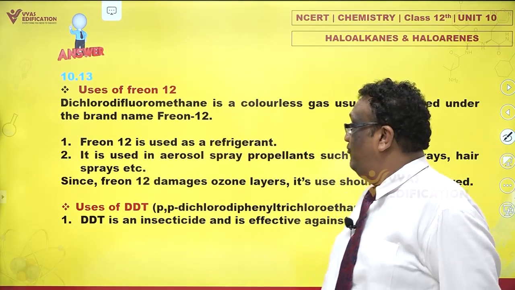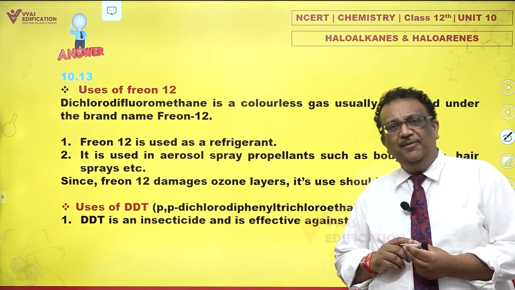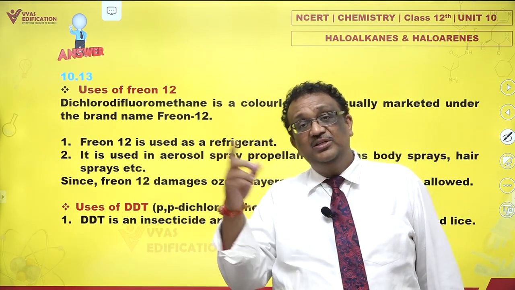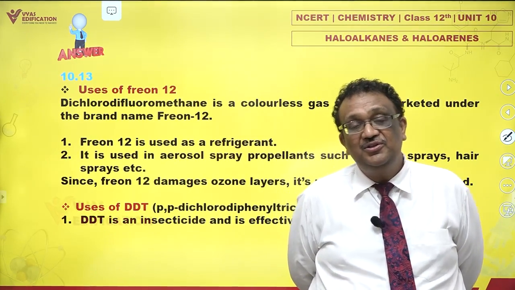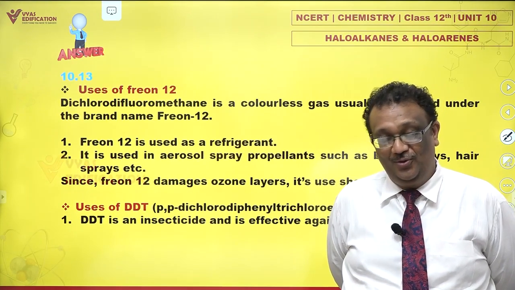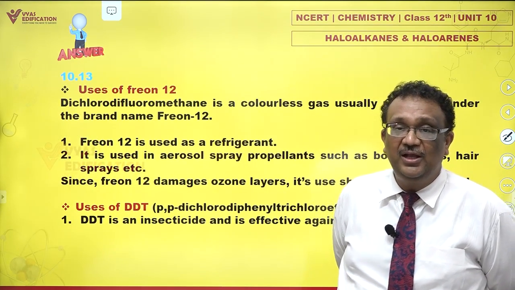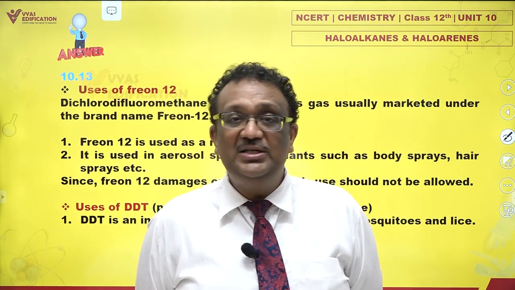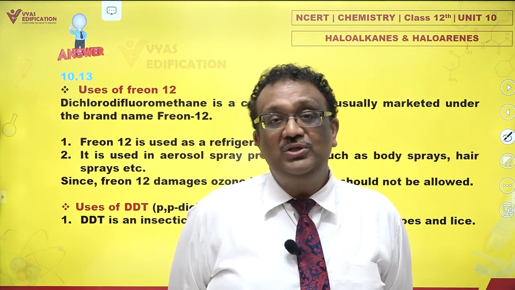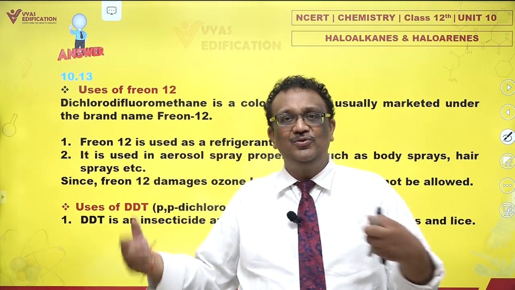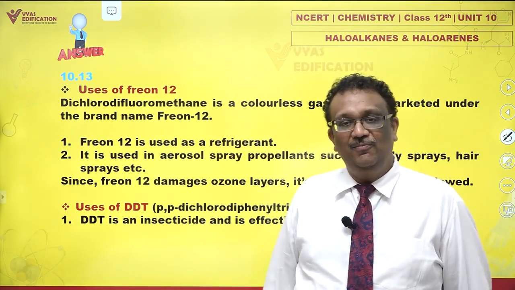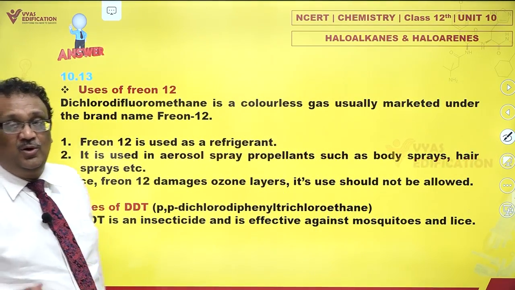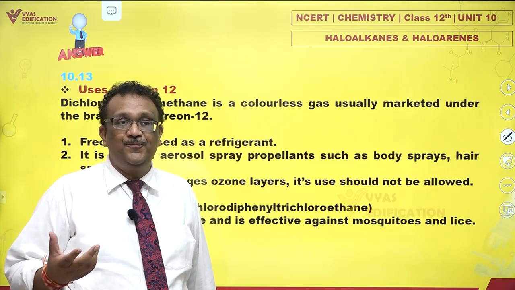Freon 12 is a very popular refrigerant. It is used in the cooling system of all air conditioners and refrigerators. That is a very major use. Anything else? Later on, because it was cheap and inert and considered quite safe, it was also used in deodorant sprays. You know, people spraying deo all over them. Freon 12 was used because it doesn't have a smell.